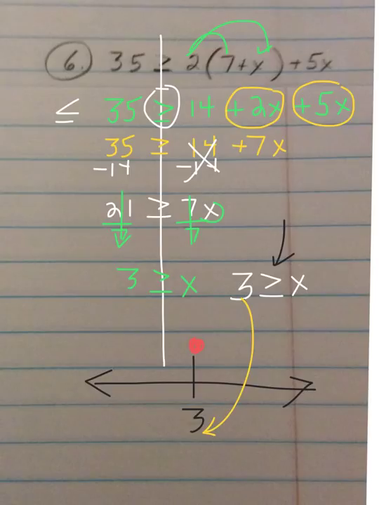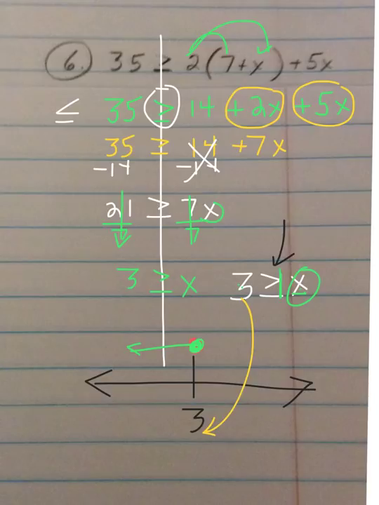Now I've got to find that x. Here's an x. This x is less than 3. The solution, x, is less than 3. So here's my closed circle. The solution is less than 3. And that would be your graph.